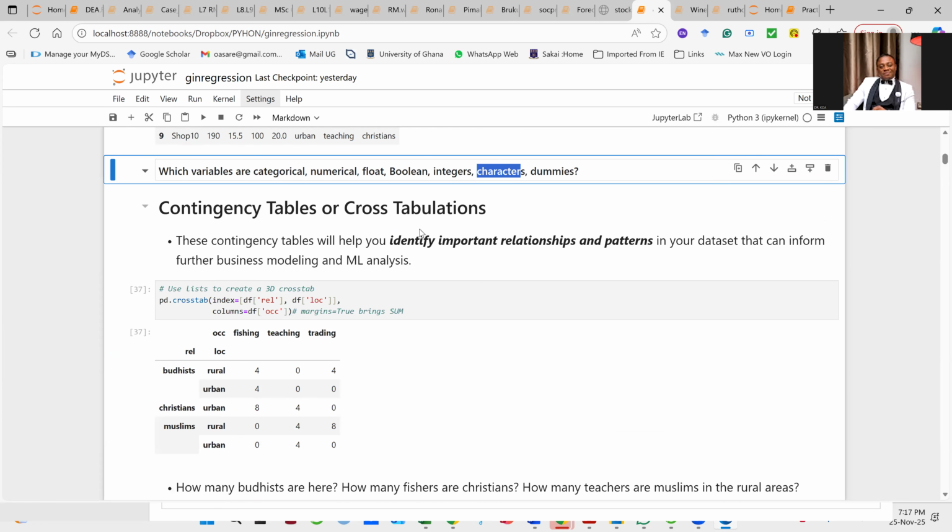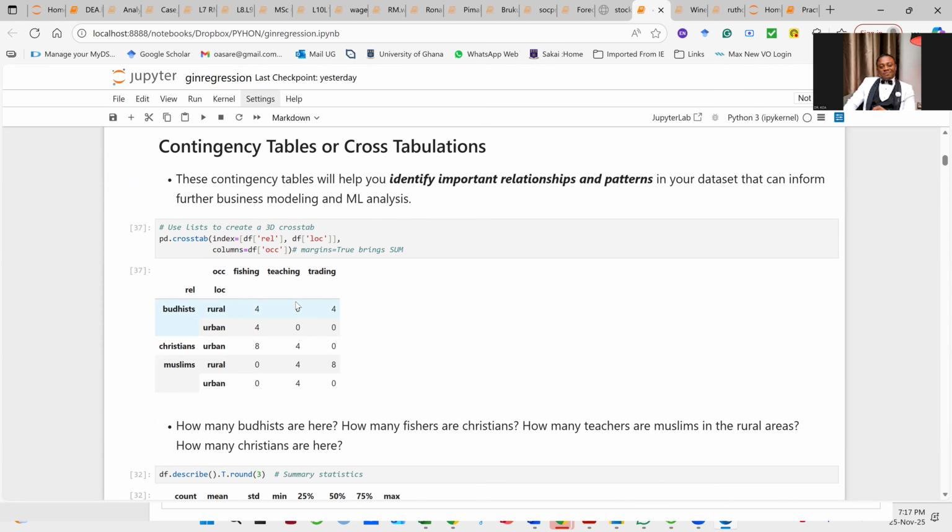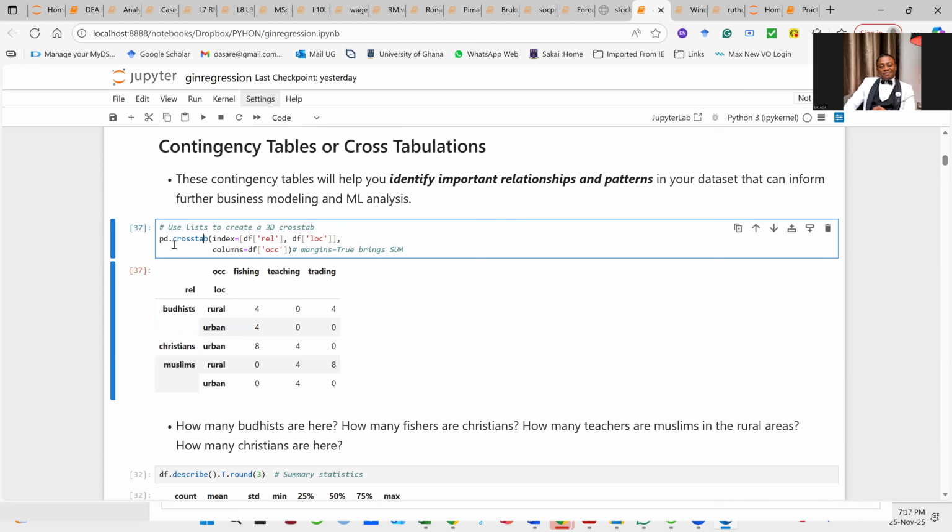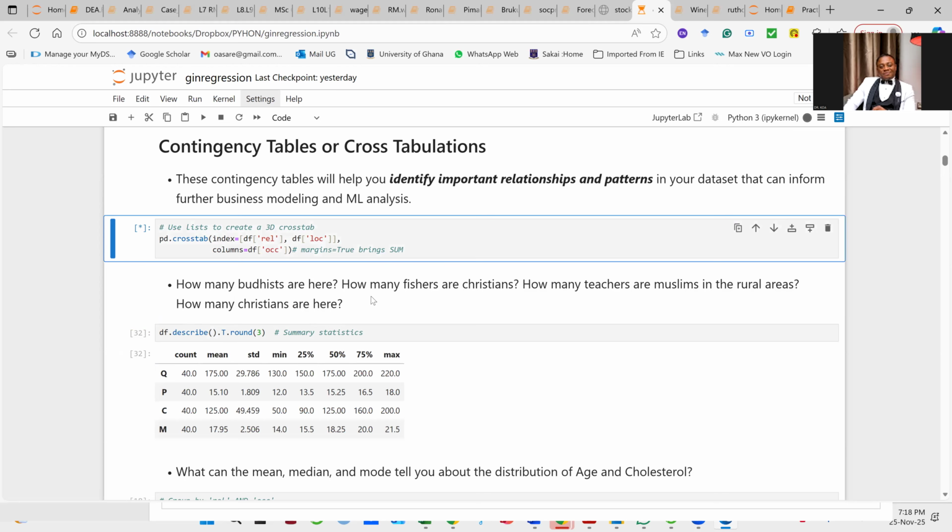With a contingency table, we are able to check important relationships between the variables in the data set. It's very useful in machine learning. This is called cross tabulation. You can use pandas pd.crosstab. The name of our data set is df, and we want to classify the number of data points in religion against location and against occupation. Let's run that.